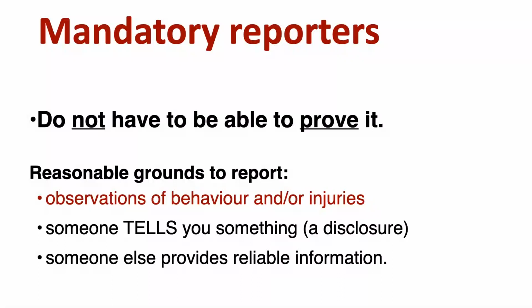Just remember that if you're a mandatory reporter, you do not have to be able to prove that the student has been abused. It's not up to you, but you just have to have reasonable grounds to believe and report: you've observed some kind of behaviour or injuries, or someone has told you something in the form of a disclosure. Someone else might provide reliable information, or the student might actually tell you that themselves.